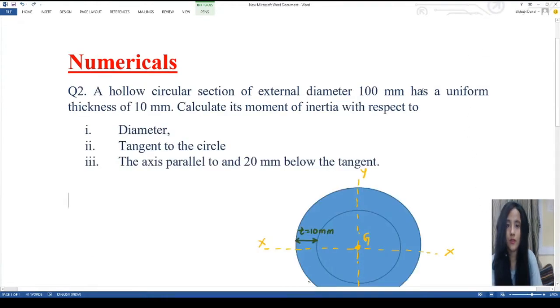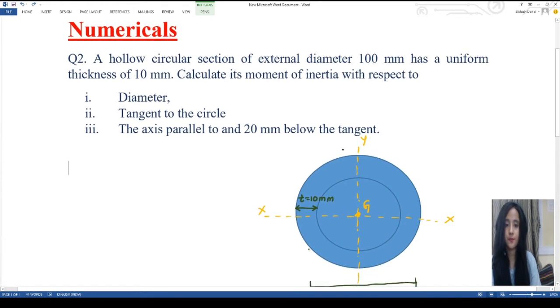Now let's solve the second numerical. Let's read its statement. It states that a hollow circular section of external diameter 100 mm has a uniform thickness of 10 mm. Calculate its moment of inertia with respect to number 1, diameter, number 2, tangent to the circle, number 3, the axis parallel to and 20 mm below the tangent.